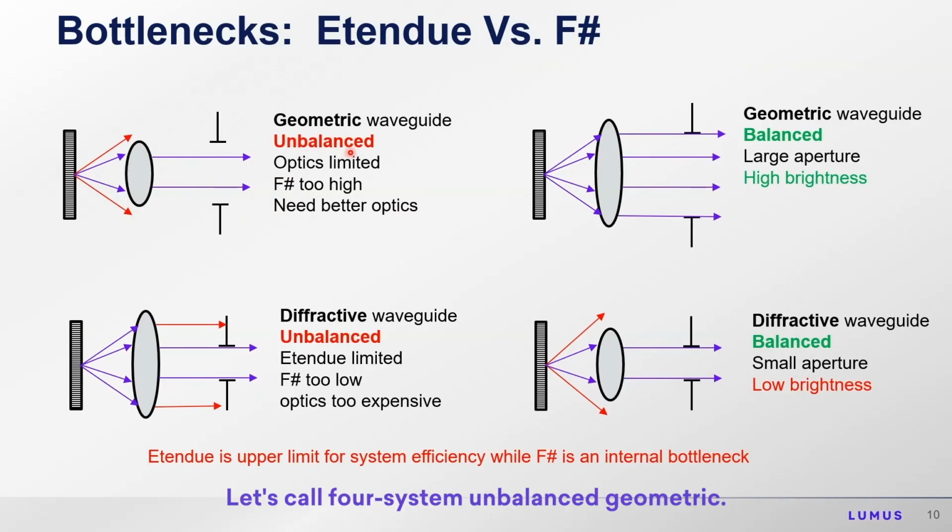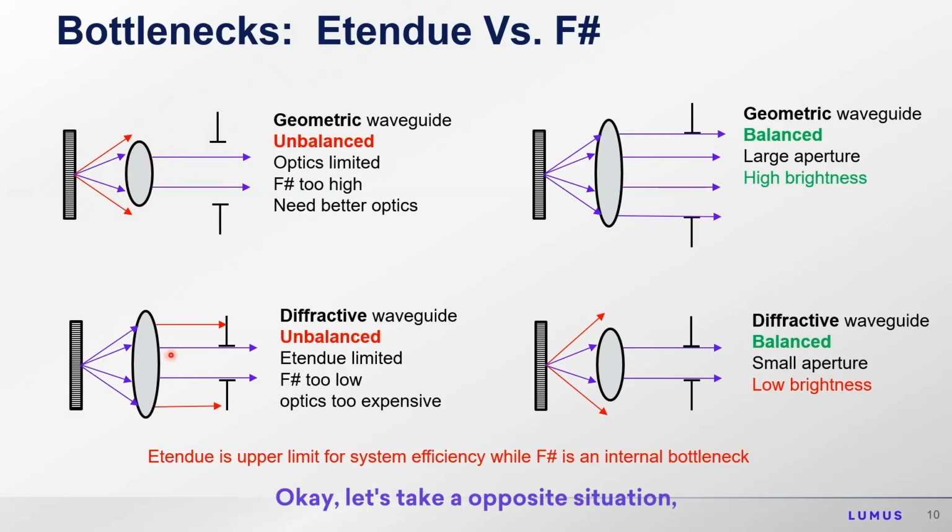Let's call the first system unbalanced geometric. We have a large aperture, but we use optics that are not as good. It doesn't collect all the Lambertian beam emitting from the micro-LED. In this case, we're not fully illuminating the aperture. We're not using the system as well as we could. We need to improve the optics.